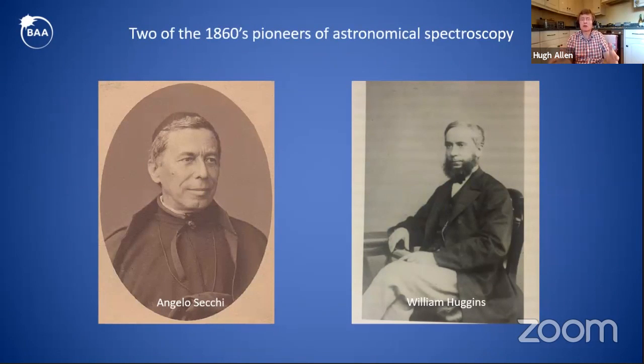And here are two that are going to feature in my talk: Angelo Secchi and William Huggins. Angelo Secchi was a Jesuit priest, and like many Jesuits, very highly educated. And he produced many classifications of stars, as we'll see. And William Huggins, who's my spectroscopic hero, he basically launched astrophysics in terms of spectroscopy, and we'll see many of his contributions as well.